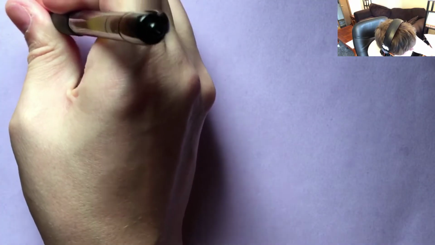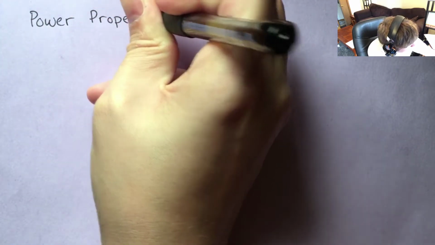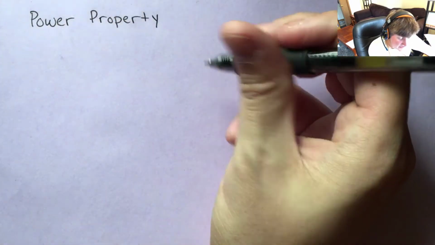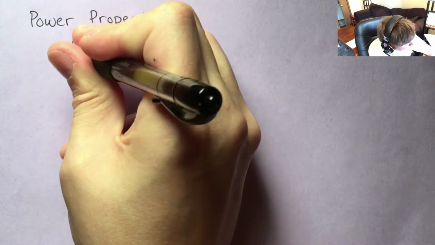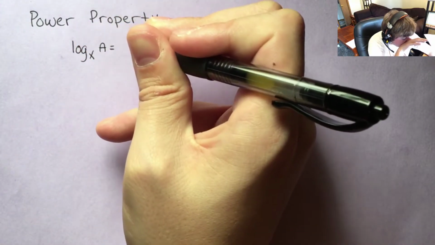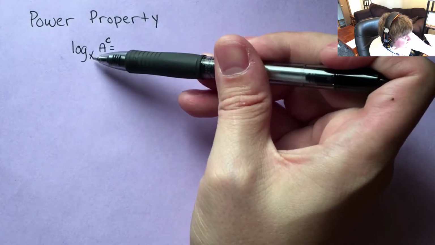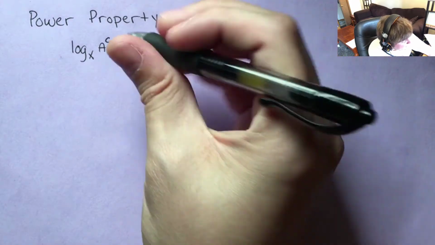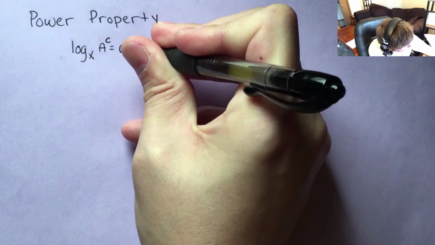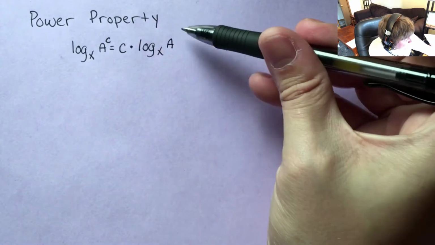Okay, what we're going to do right now is work on the power property of logarithms. What the power property of logarithms tells me is that if I have a logarithm with base x of a to the c power, I can pull that c out and just multiply it by the logarithm base x of a without that exponent here.